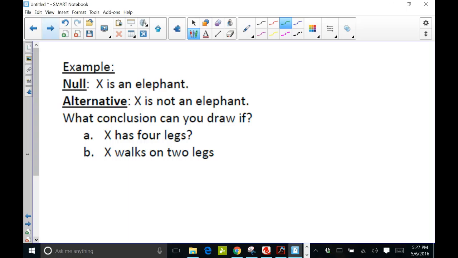Now, on the other hand, if I tell you our evidence is that it walks on 2 legs, well, how likely is it that it's an elephant and it walks on 2 legs? It's not. We would reject the null and say the alternative is true, that it's not an elephant.